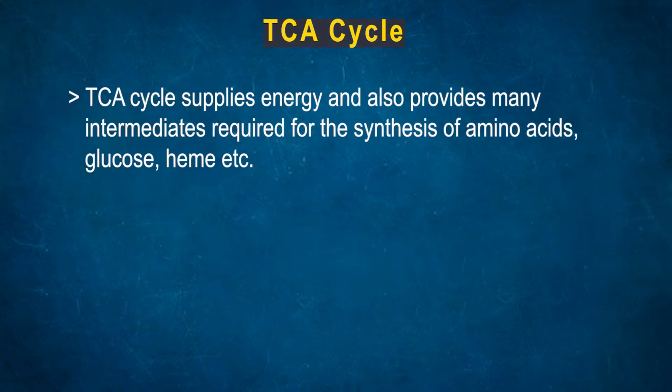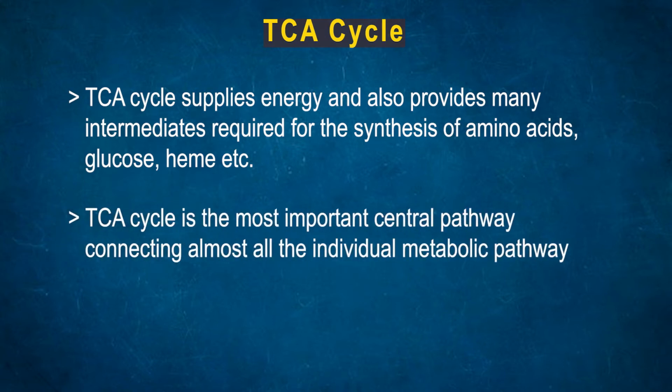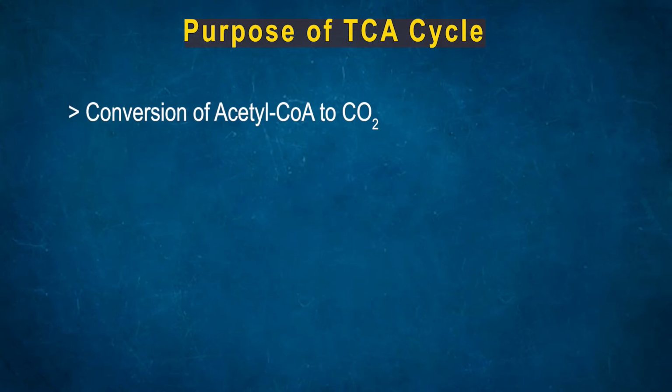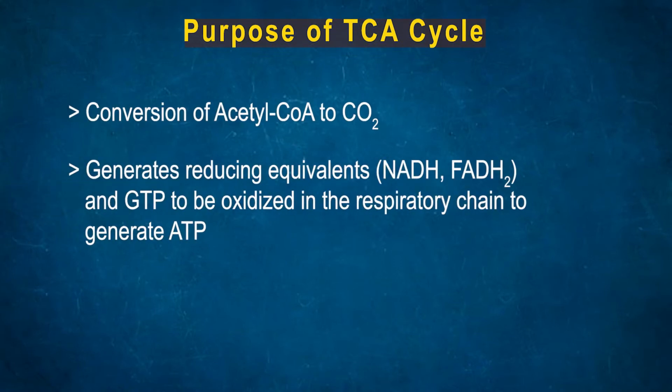The TCA cycle supplies energy and also provides many intermediates which are required for the synthesis of amino acids, glucose, heme, porphyrin, etc. The cycle is the most important central pathway connecting almost all the individual metabolic pathways. The purpose of the TCA cycle is to convert acetyl-CoA to carbon dioxide to generate reducing equivalents NADH and FADH2, which in turn are oxidized in the respiratory chain to generate ATP, as well as GTP generation.